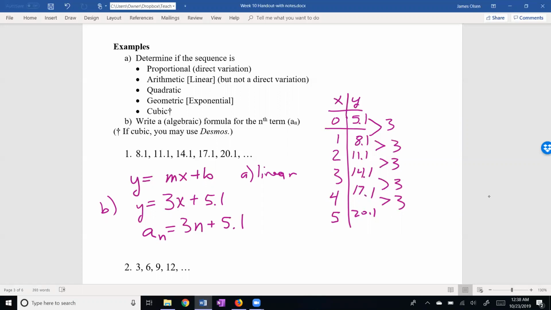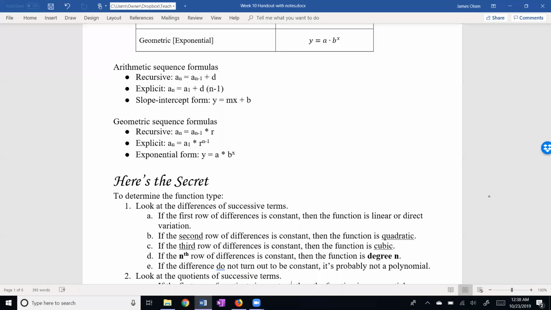I hope you're seeing the connection between the three types of formulas. There are three ways to write the formula: the recursive form, the explicit form, and the slope-intercept form. Now let's go to example 2.